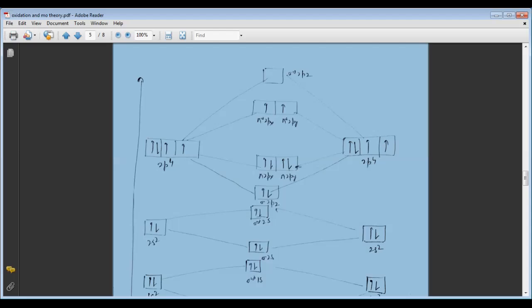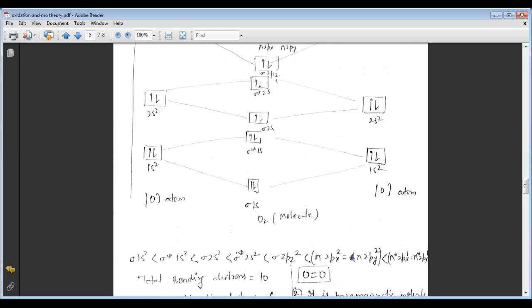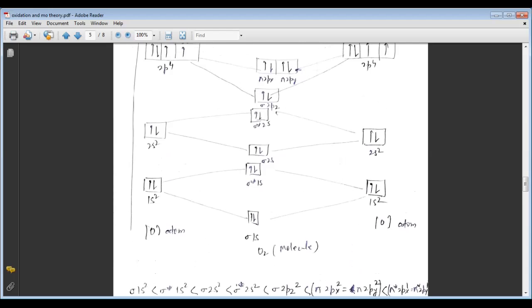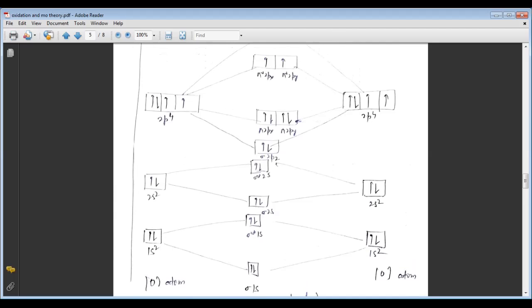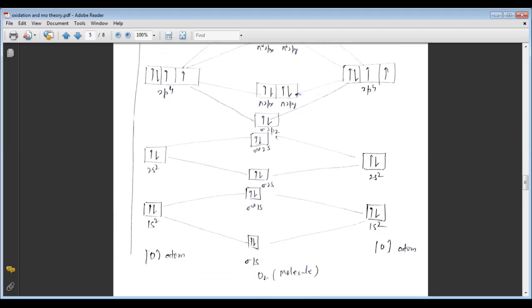So now we want to calculate. Here first 2 plus 2 is 4, plus 2 is 6, 8, 10, 12, 14, and 1, 1, that is 16. So the total number of electrons in the oxygen molecule is 16, and here we have filled all 16 electrons in the molecular orbitals. Okay, now we can count how many electrons are in the bonding orbitals, and how many electrons are in the anti-bonding orbitals.